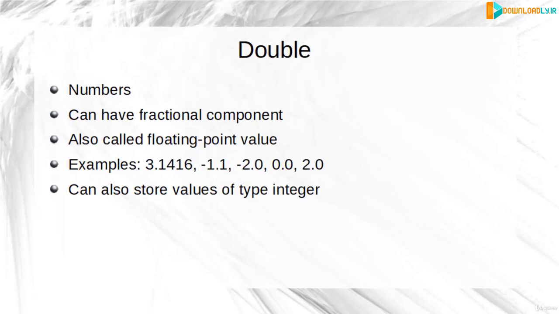The double data type is a numeric data type. That is, it can store numbers. However, unlike integers, double variables are capable of storing a value with fractional components. Numbers with fractional components are also called floating point numbers. This means that integers are some sort of subset of floating point numbers, so it is possible to store integers on a double variable.